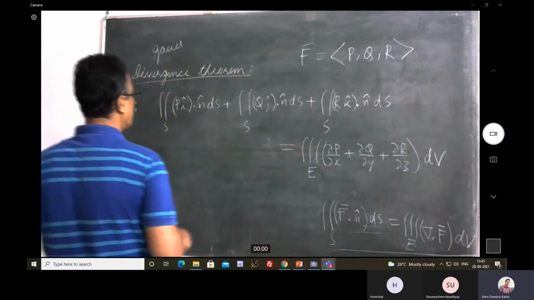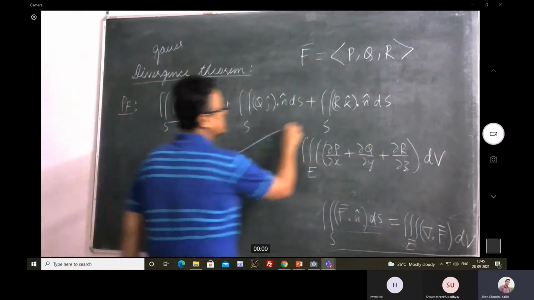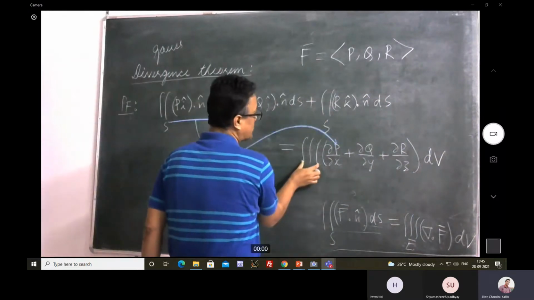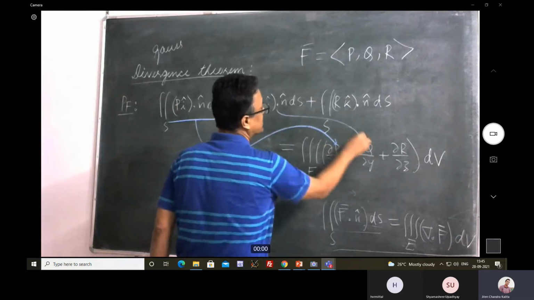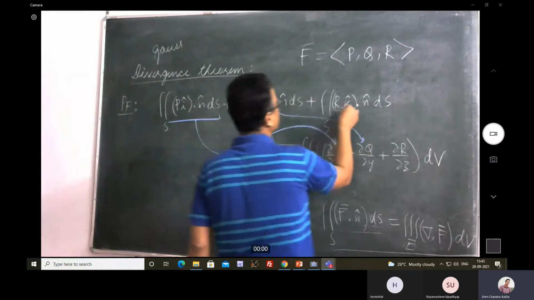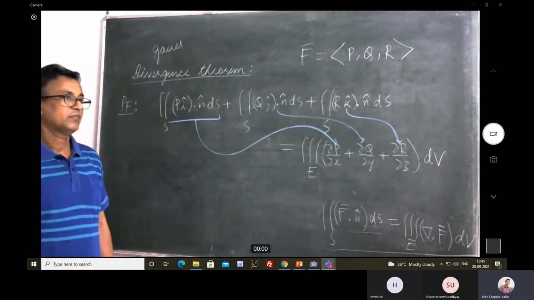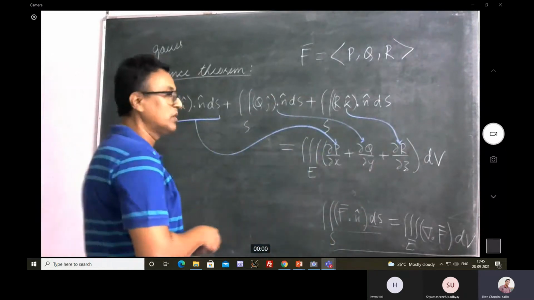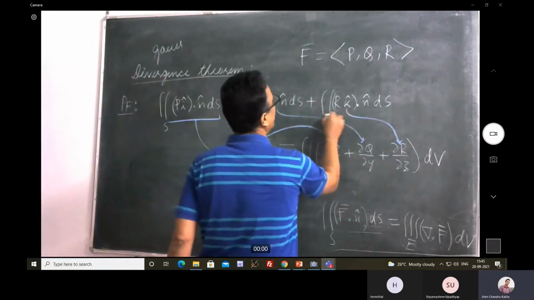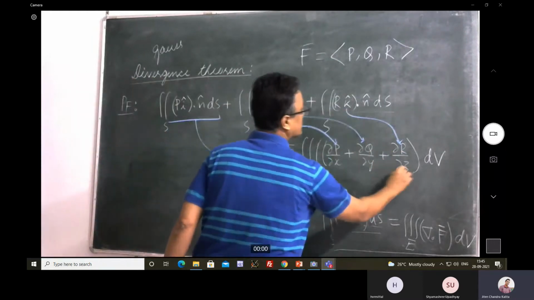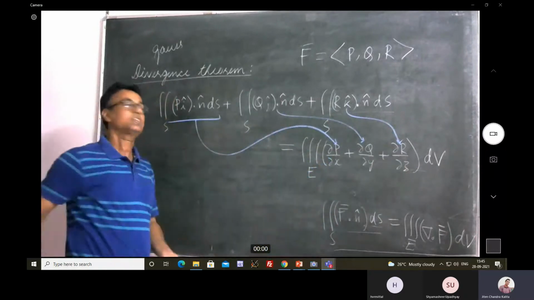So that means if I can prove that this part is equal to simply the triple integral of del P del x over E, this part is equal to this, and this part is equal to this, my job will be done. Is it okay? Fine. So I'm going to prove the third part, that this is equal to this. Once I prove that, the other two parts you can easily prove.